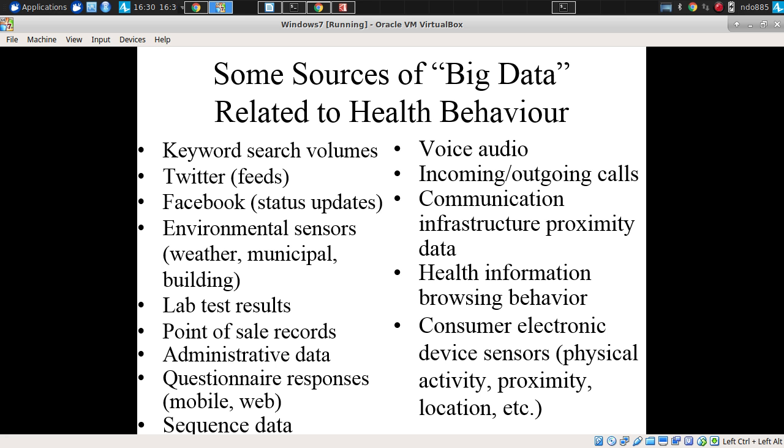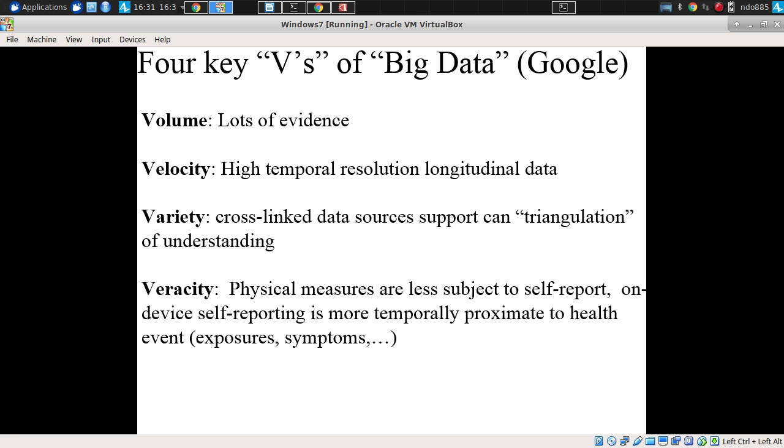There's point of sale records that many studies are tapping into. There's sequence data on gene activation, for example, that many researchers use, as well as data from browsing behavior in consumer electronic devices, such as I'll be speaking about greatly tomorrow. But rather than listing these as various exemplars or examples, I'd like to use what I find the most useful operational definition of big data. And this actually does come from, perhaps appropriately enough, Google. And it's characterized by the 4 V's.